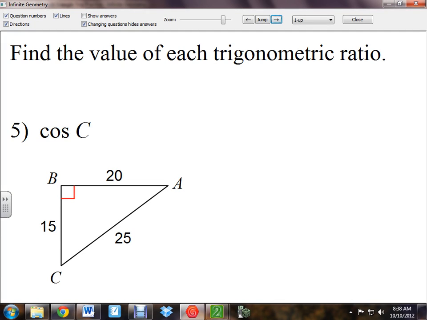We're now beginning to talk about trigonometric ratios, and we have three trigonometric ratios, which are the sine, the cosine, and the tangent. The sine, cosine, and tangent are all ways of relating sides of right triangles to each other. Sine is equal to the opposite side over the hypotenuse, cosine is equal to the adjacent side over the hypotenuse, and tangent is equal to the opposite over the adjacent.